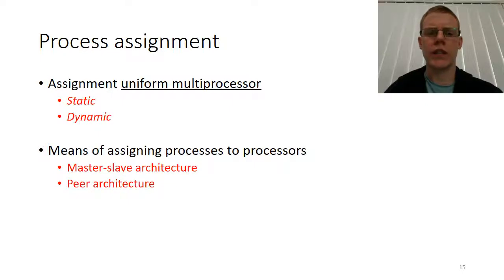Another aspect in which we can discuss the assignment of processes to CPUs is in terms of the means by which we assign them. We can think of two particular architectures, a master-slave and a peer architecture. In the master-slave architecture, one particular CPU is important. The operating system runs on that particular processor and schedules its tasks off to the other processors.